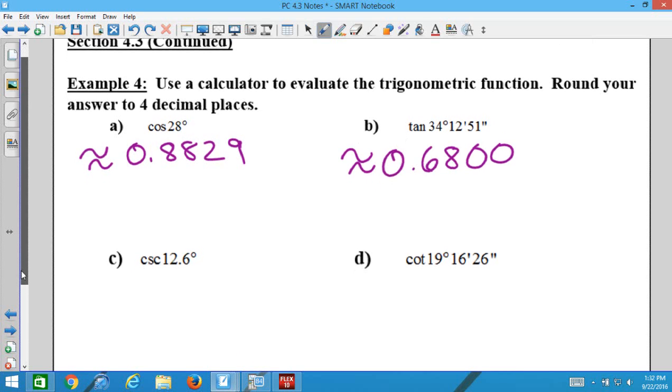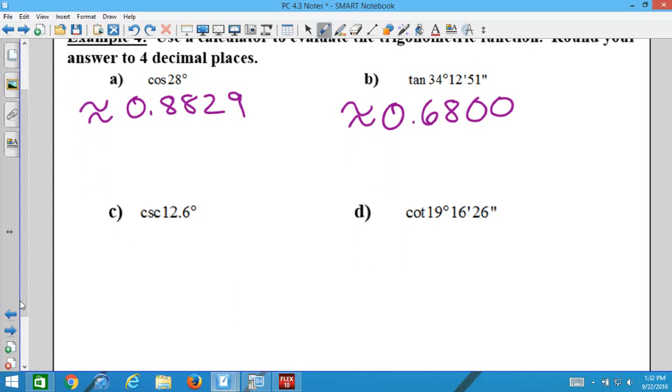All right, next question. Cosecant 12.6 degrees. Yes, Carla? How do you put the seconds sign into the calculator? Alpha, and then plus sign. Okay.